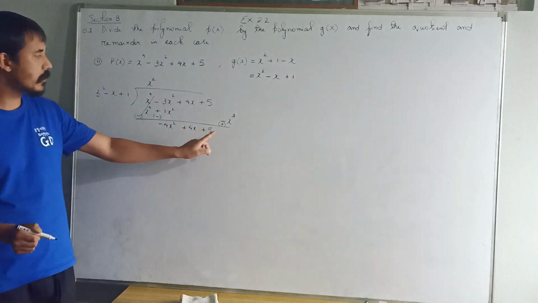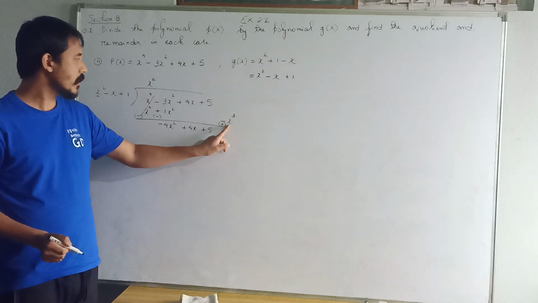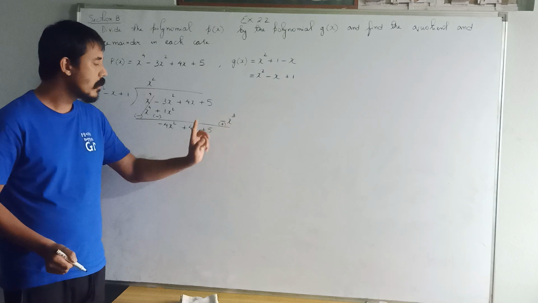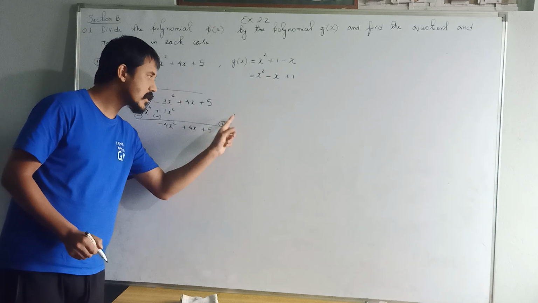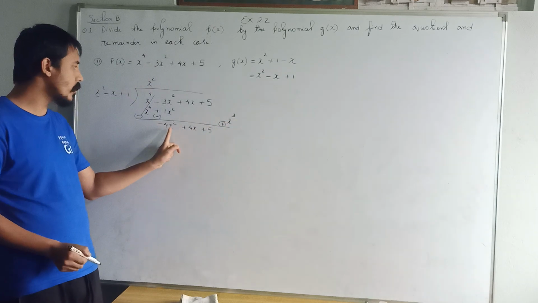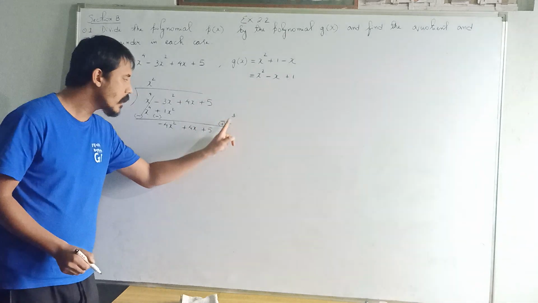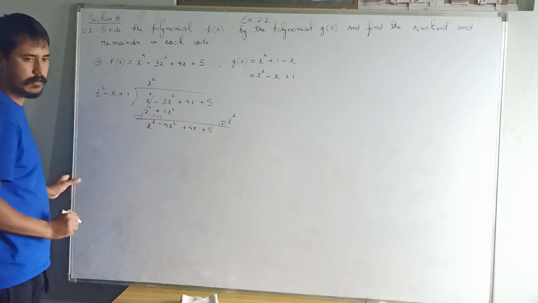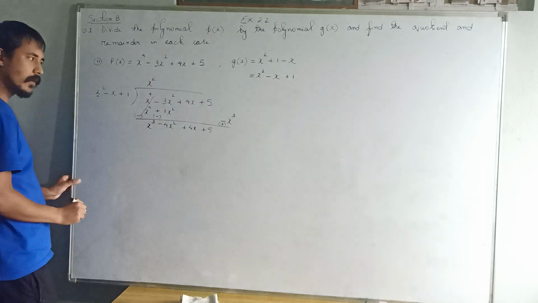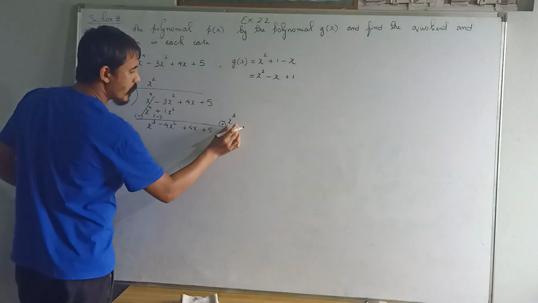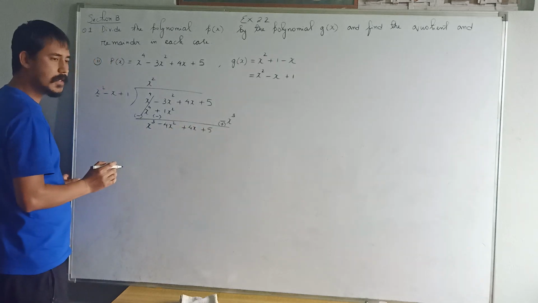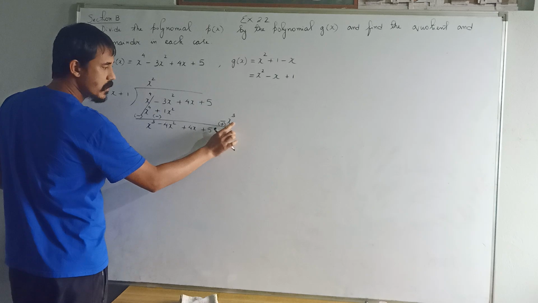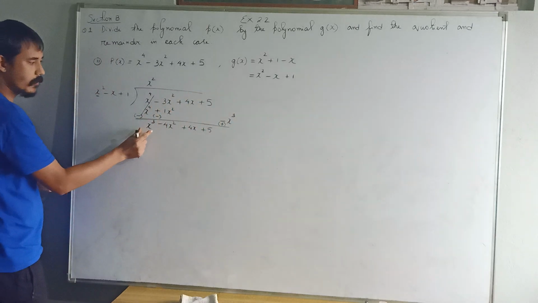We have one more term here, plus x cube, right? But this term contains the highest power as compared to these terms, no? So we have to write this over here, because in a polynomial we have to arrange it in the order of descending power. This x cube contains the highest power, so I have to write it in front.